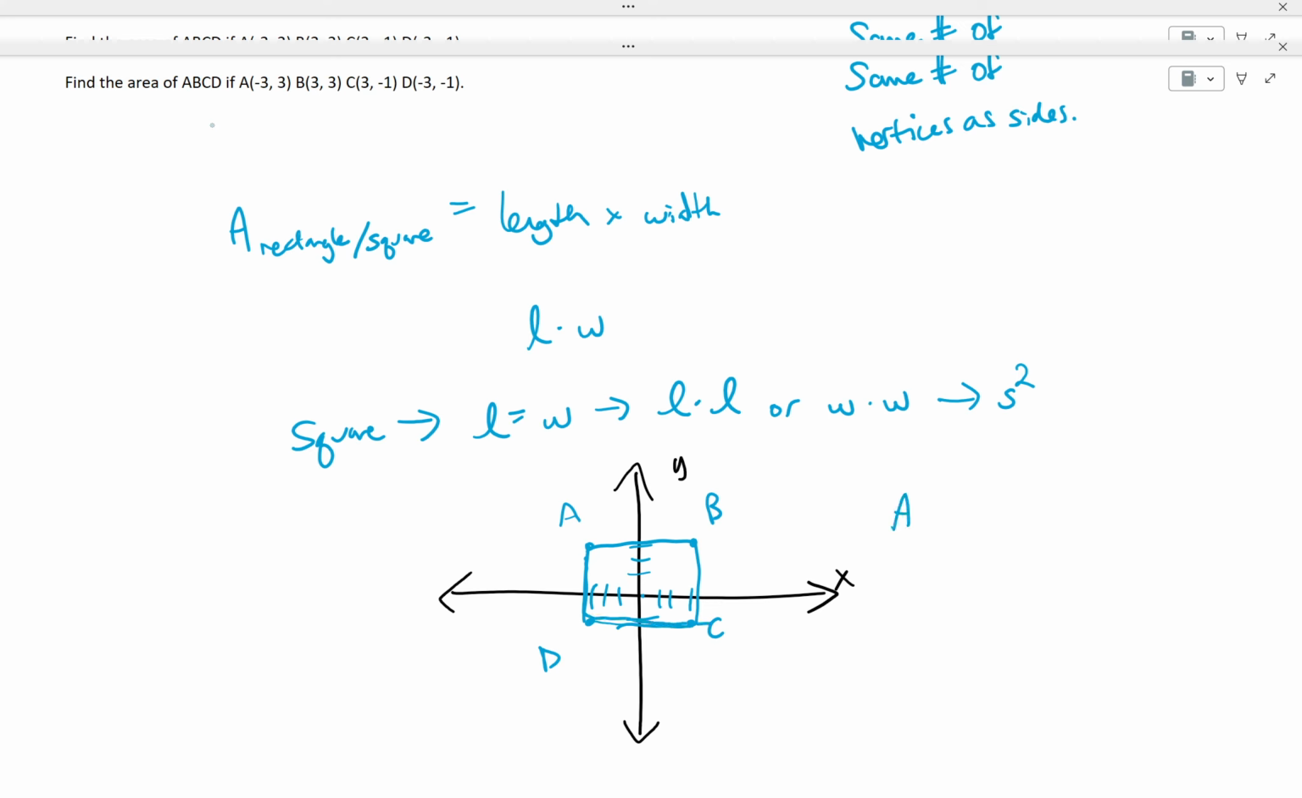So this is the area. It's equal to L times W. This length across here, my W, is equal to 6. My length here is equal to, counting principle, 4. Very straightforward. 6 times 4. So my area is equal to 24 units squared.